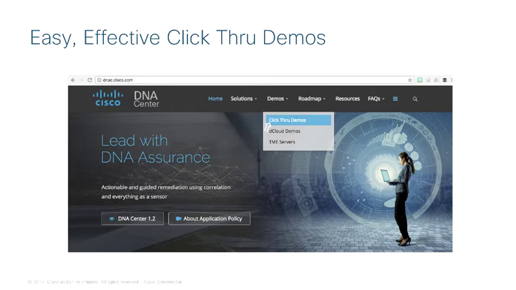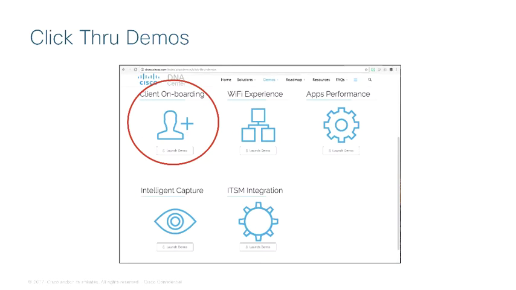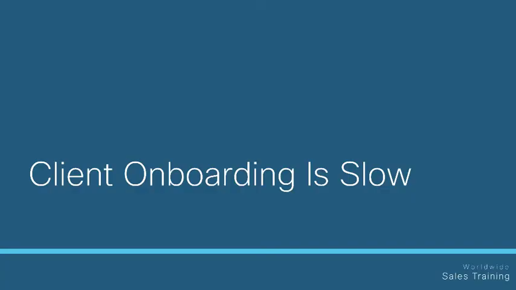You can also find the click-through demos under the Demo tab at dnac.cisco.com. For this module, let's walk through one of these click-through demos. Please note that each demo has a built-in script and cannot deviate from each use case that's being demonstrated. So let's go through a simple demo. Here's the situation. Client onboarding is slow, a really difficult problem to solve.